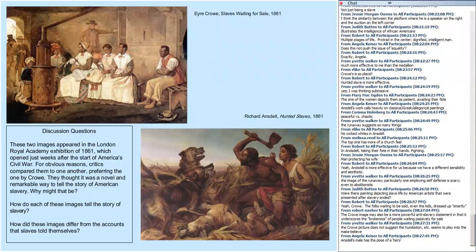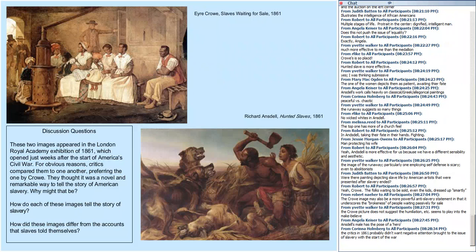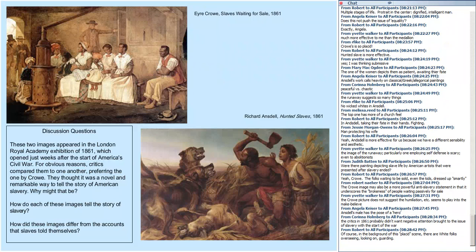Others of you were commenting about the dress. And again, we know from his comments that this is a very accurate depiction of how slaves were dressed for sale, turned into commodities. The Crowe picture does not suggest the humiliation and seems to play into the make-believe. Ansel's male has the pose of a hero. There's no doubt that Ansel is drawing directly from earlier artwork and Greek and Roman precedents, as some of you were mentioning.